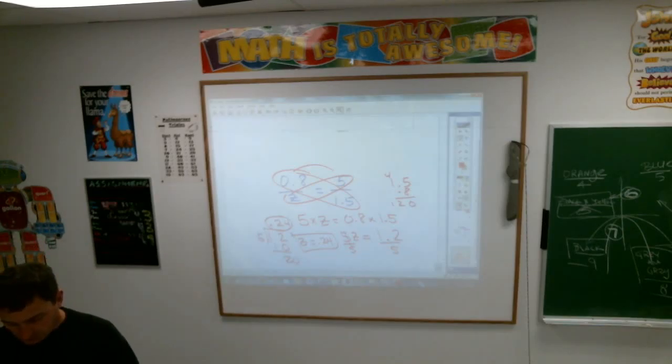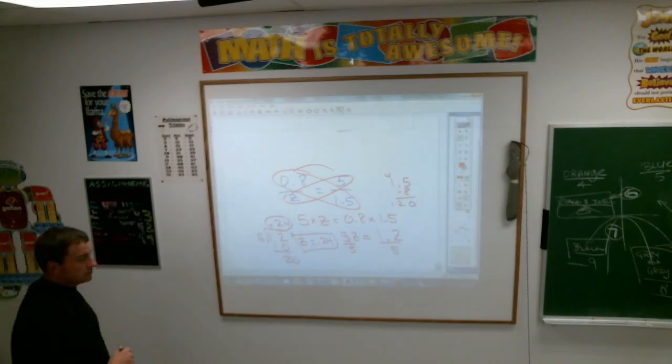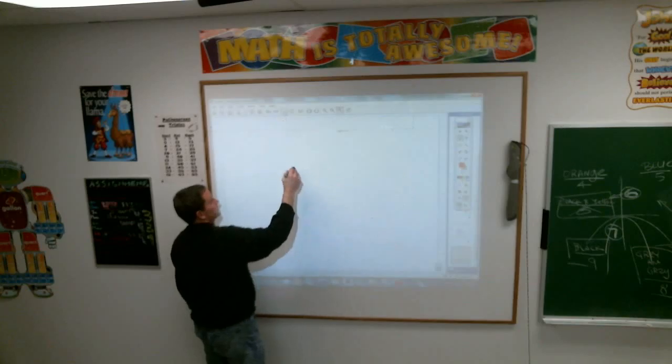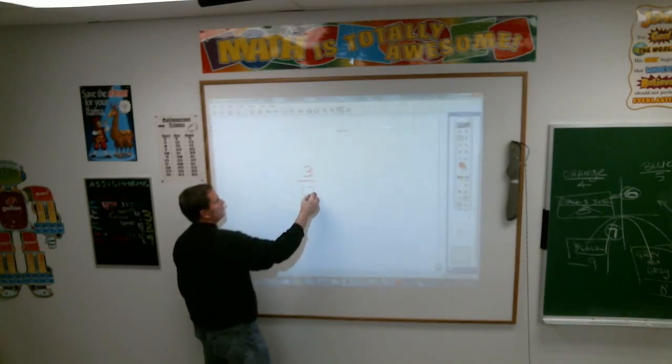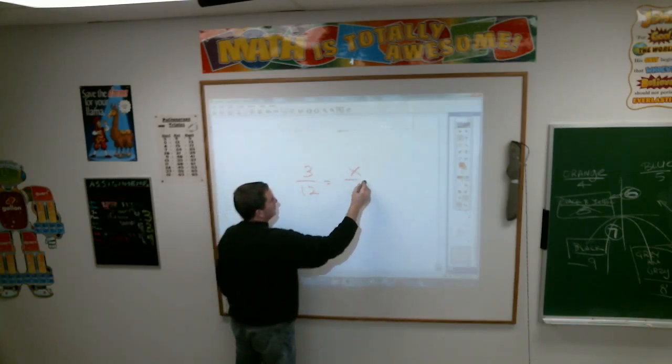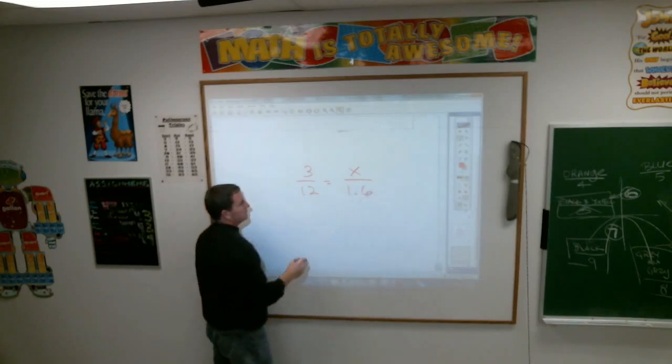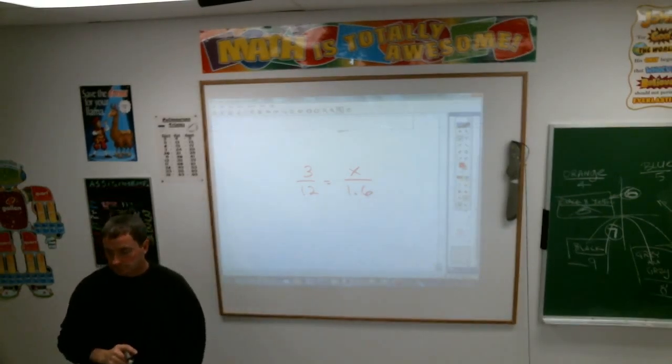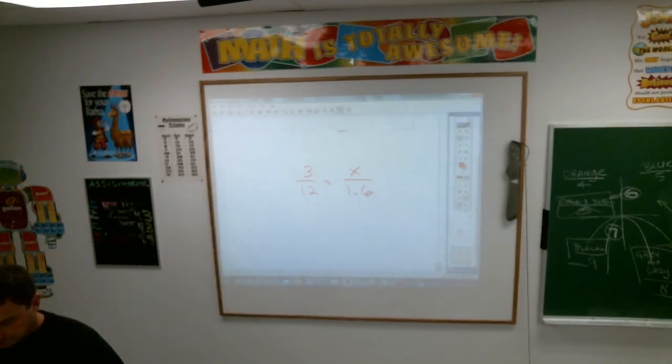Let me give you one to try again on your own. What about 3 over 12 equals x over 1.6? Give me an answer for that.